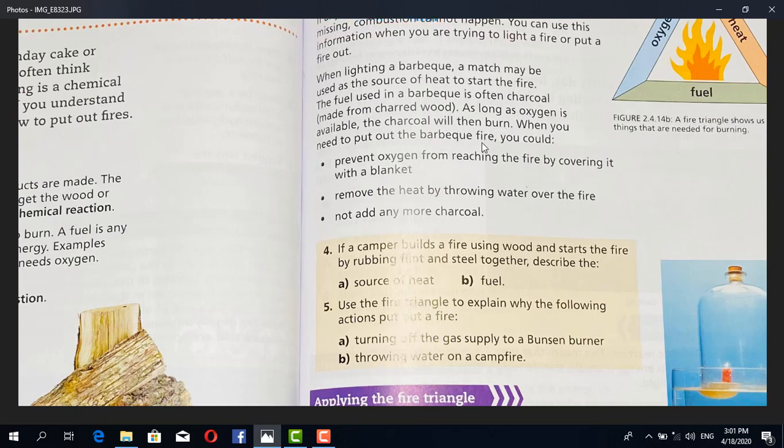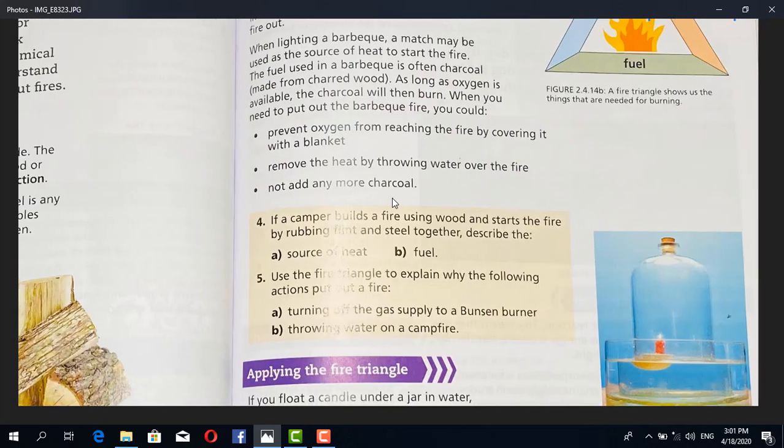When you need to put out the barbecue, you can either prevent oxygen from reaching the fire by covering it with a blanket, or remove the heat by throwing water over the fire, or not adding more charcoal.